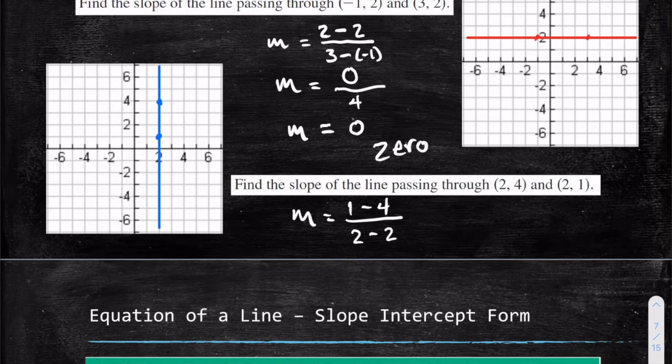Well, now look at what we have. This becomes -3 divided by 0. Now, we can't divide by 0. That's where we have nothing at all. So this is called no slope. So I want you to understand that a vertical line has no slope. And that's different from having a 0 slope, because if you have a 0 slope, you have a slope. It's just 0. But in a vertical line, you have no slope at all.